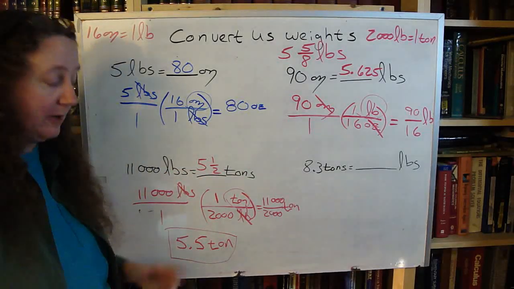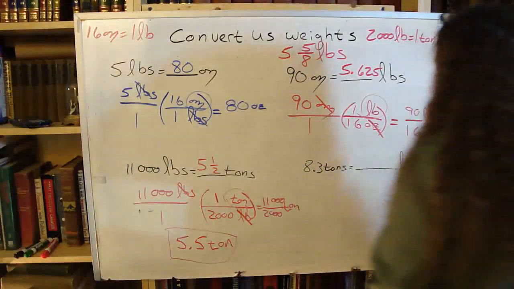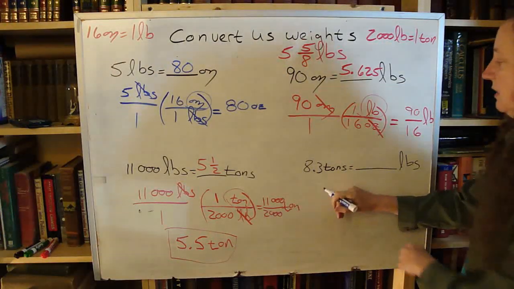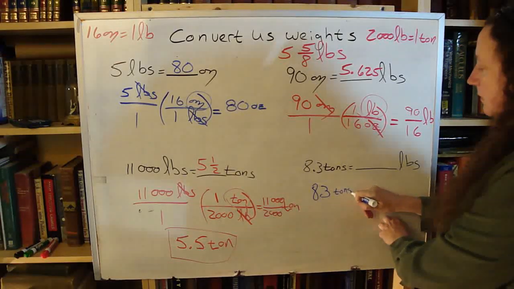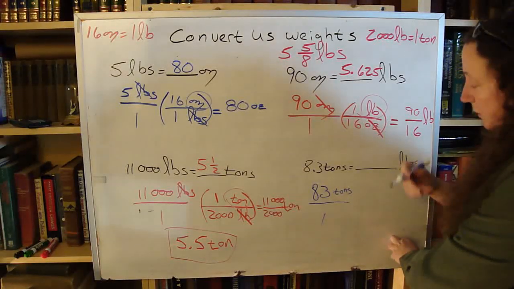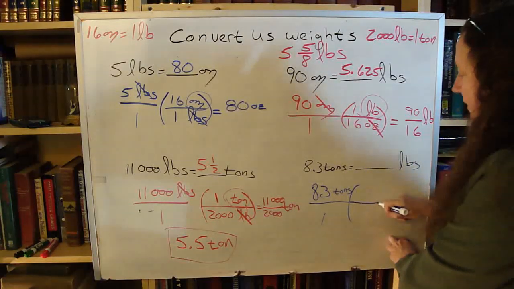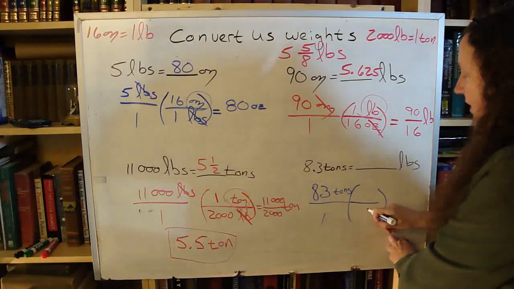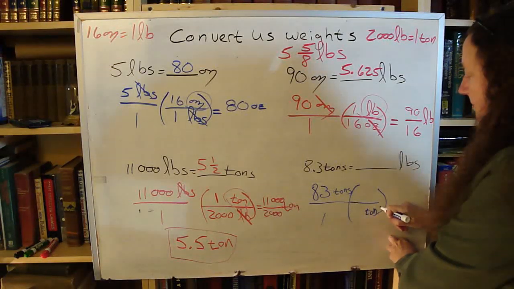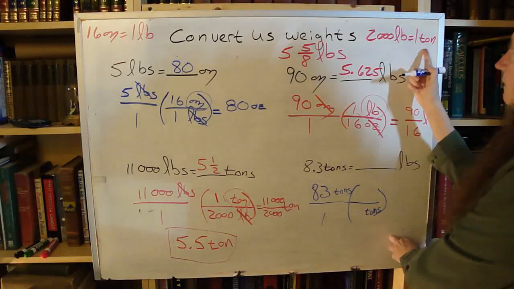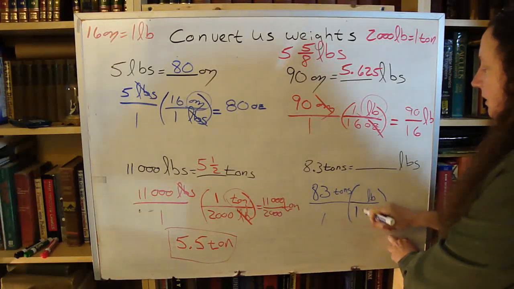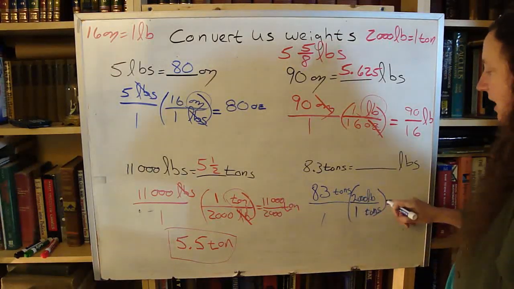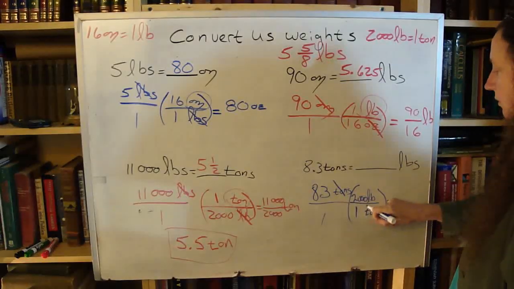Moving on to the last problem of this set, we're starting with the 8.3 tons. Put it over 1 so we have a fraction. Open the conversion factor. Tons is on the top. I want to get rid of it, I put it on the bottom. I want to go from tons to pounds. I know 1 ton is 2,000 pounds. Multiply the top, multiply the bottom, reduce.